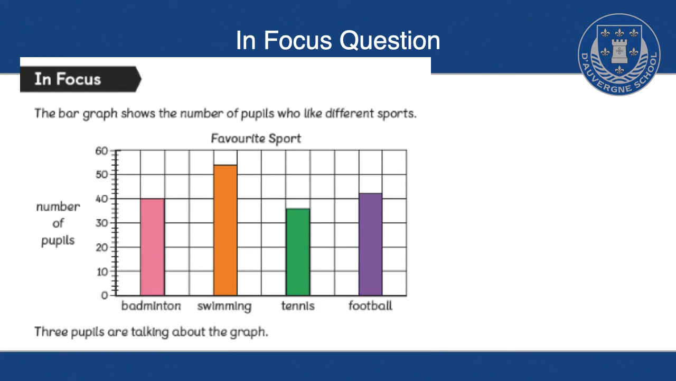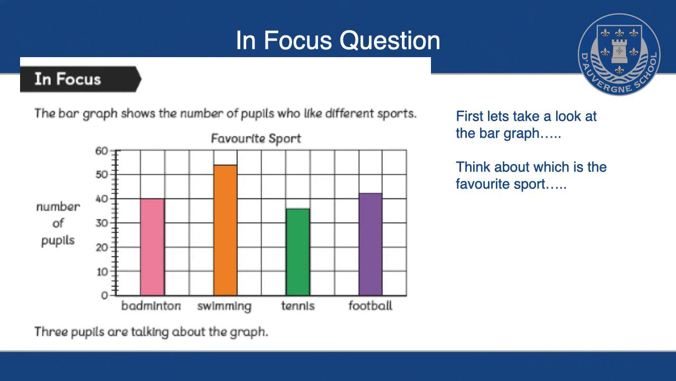It says the bar graph shows the number of pupils who like different sports. So we have, on the left hand side, the scale, and below the bottom we have the different types of sports. So we've got badminton, swimming, tennis and football. And it also says at the bottom, 3 pupils are talking about the graph. So we're going to look at which is the favourite sport.